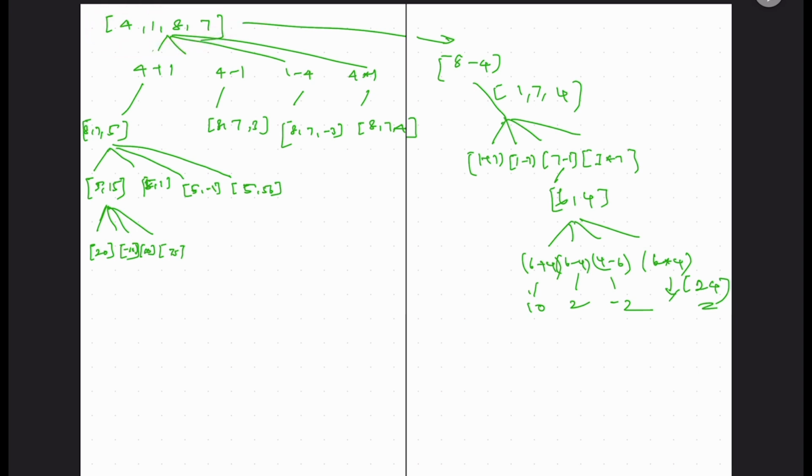Initially we have to check all the expressions with all the numbers. So 4 plus 1, 4 plus 8, 4 plus 7, 4 minus 8. And once you've done the plus, the next will be the same: plus, minus, multiply, division, like this. You have to try all the possibilities to see whether any of them evaluates to 24. That's the only way we can do it. Once it evaluates to 24, you don't need to check further, because we just have to return true if any of them evaluates to 24.